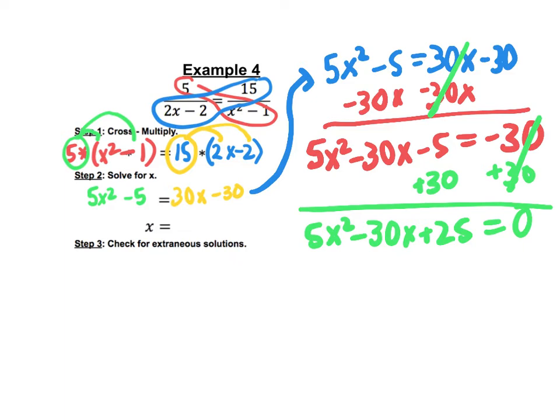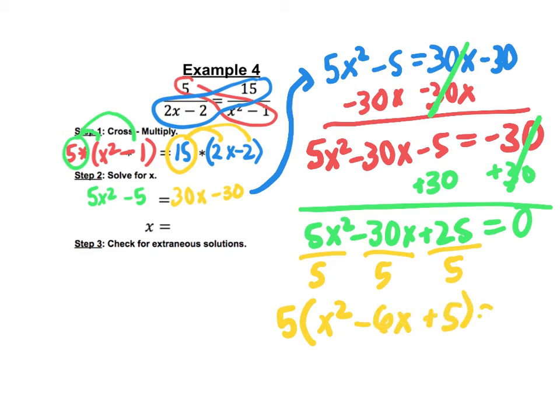So if I'm looking for a GCF, I want to say, can I divide 5x squared, negative 30x, and 25 all by the same number? Again, that number has to be bigger than 1. Well, I know I can divide each of those numbers by 5. So 5 is going to be my GCF. And when I divide it by 5, 5x squared divided by 5, I'm just left with x squared. Negative 30x divided by 5 is negative 6x. And 25 divided by 5 is 5. Now at this point we've factored out our GCF.